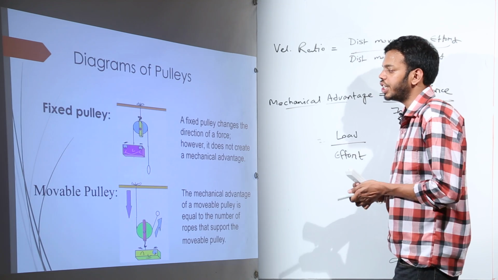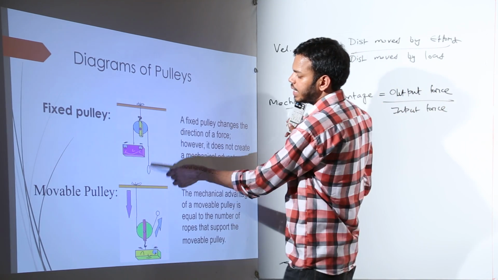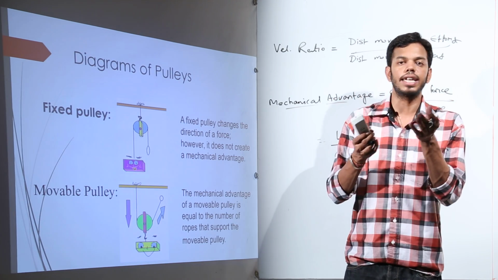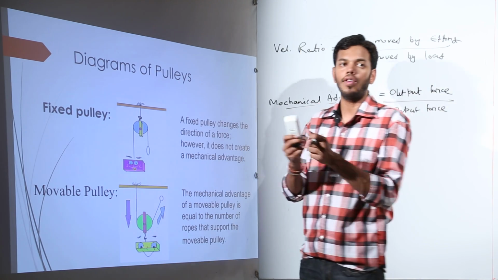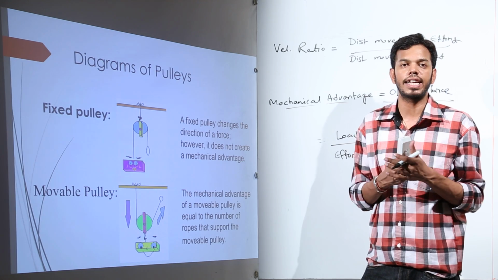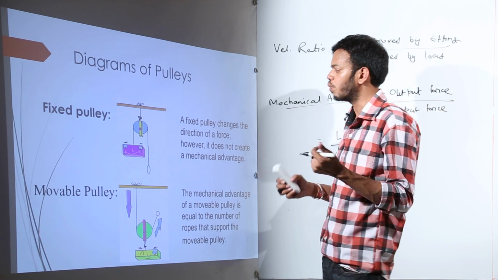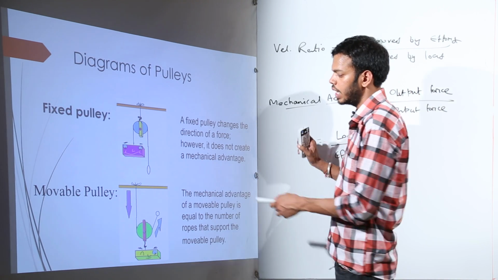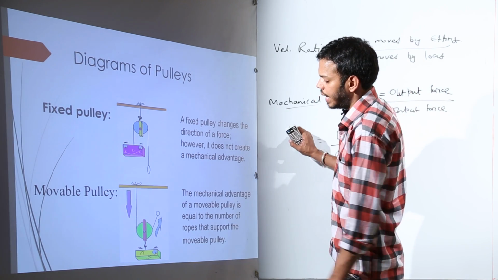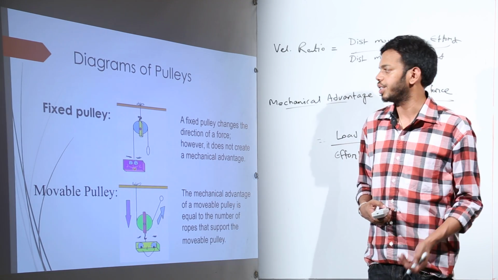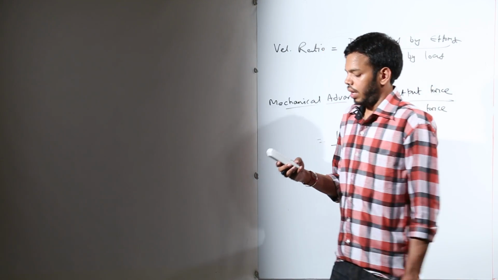A fixed pulley changes the direction of force, because see, if I have to lift this box up, I had to apply force in vertically upward direction, but with the use of pulley, now my direction of force is vertically downwards. So it completely changed the direction of force. Whereas in this case, the direction of applied force remains same, but our task becomes much easier.